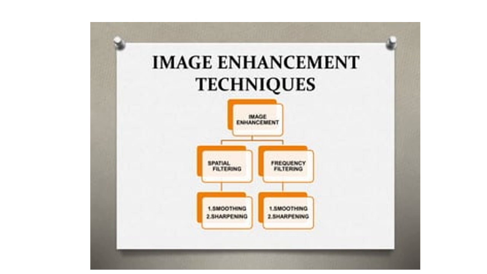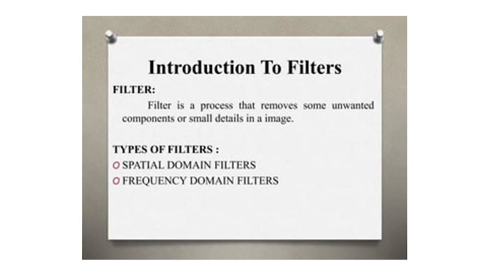Next, what are all the techniques we usually have? There is spatial filtering and another one is frequency filtering. In spatial filtering we have smoothening and sharpening, and in frequency filtering also we have smoothening and sharpening. So what is a filter actually? It is a process that removes some unwanted components or small details in an image.